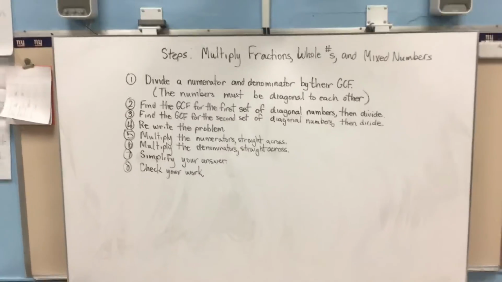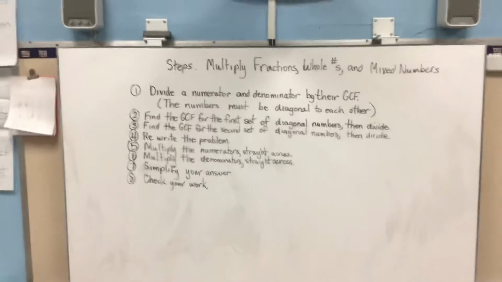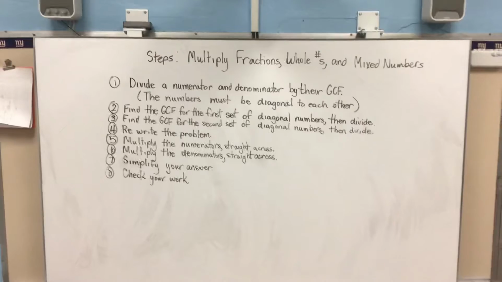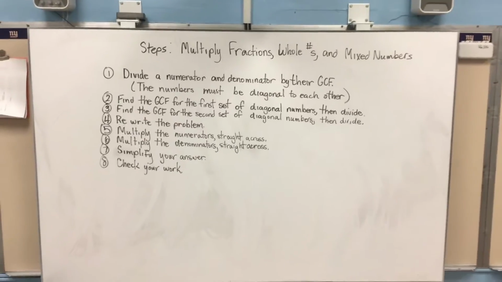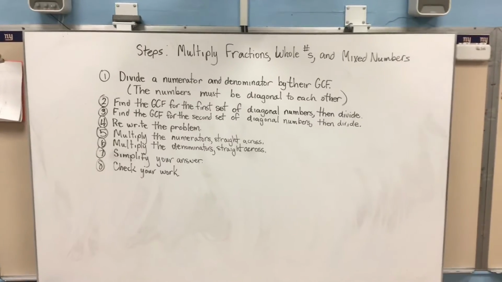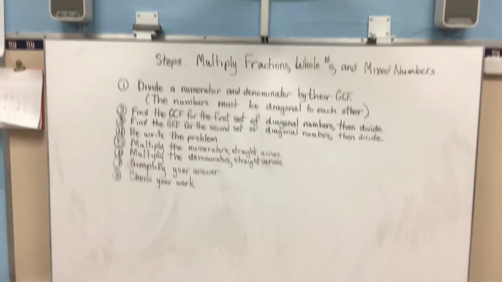Step 4. Rewrite the problem. I cannot tell you how many kids get confused because they don't know which number is which and they don't know what they're supposed to multiply. Take the extra 15 seconds, rewrite the problem, and you should be good to go.